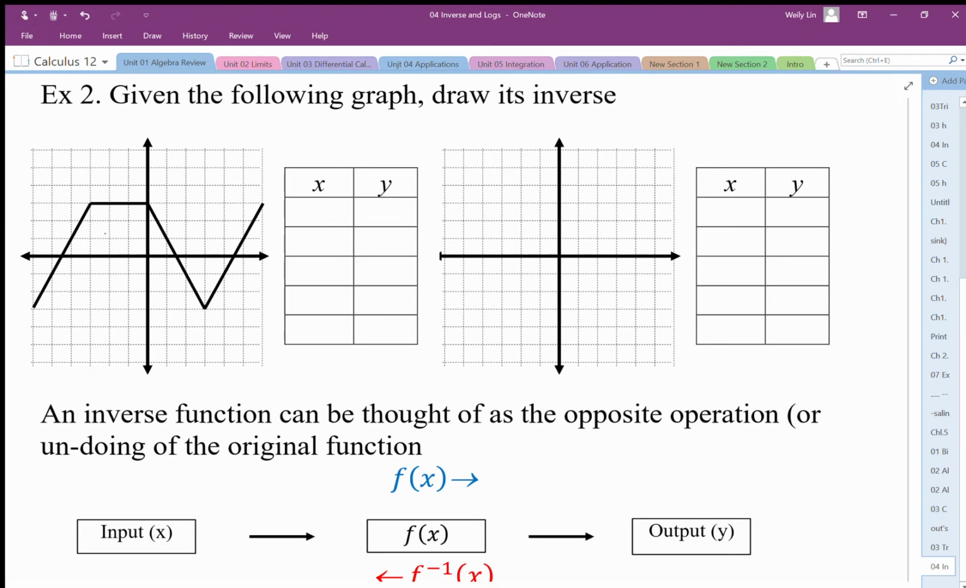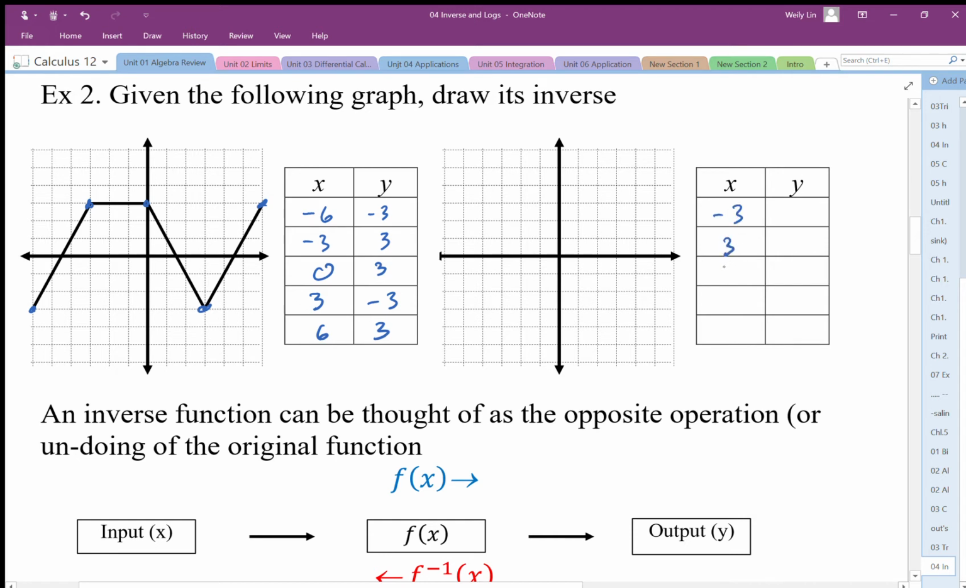So here we've established this function as f of x, and we want to draw the inverse. Well, we don't have the equation to inverse, so we can't undo the equation, but we can take some coordinates and inverse those coordinates. So we're going to take these reference points: (-6, -3), (-3, 3), (0, 3), (3, -3), and (6, 3). We're going to inverse those coordinates.